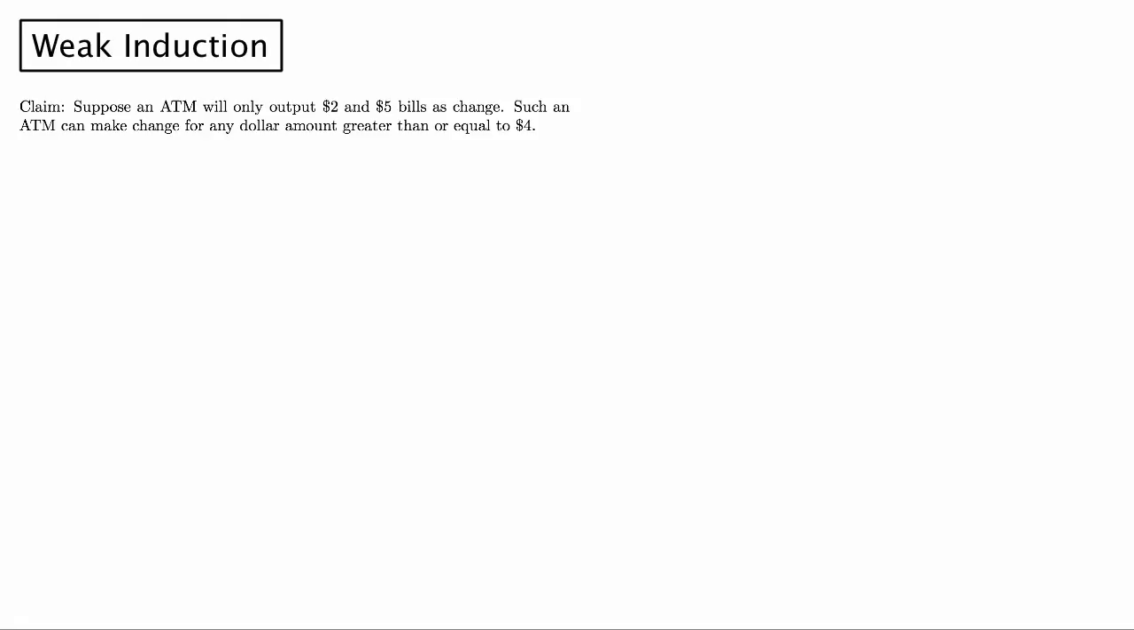In this episode, we're going to be taking a look at an example of proving something via weak induction. The example that we have here is we're making a claim that there's a certain ATM that the only bills that it'll output are $2 bills and $5 bills. And the claim that we're making is if you give it any dollar amount or request any dollar amount greater than or equal to $4, this ATM will be able to make change for it. So it's just sort of an example to highlight this.